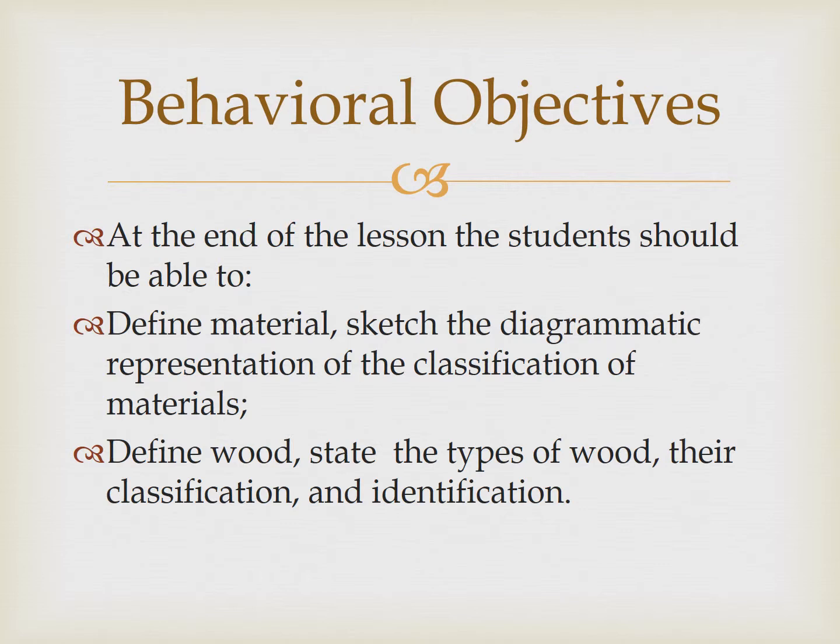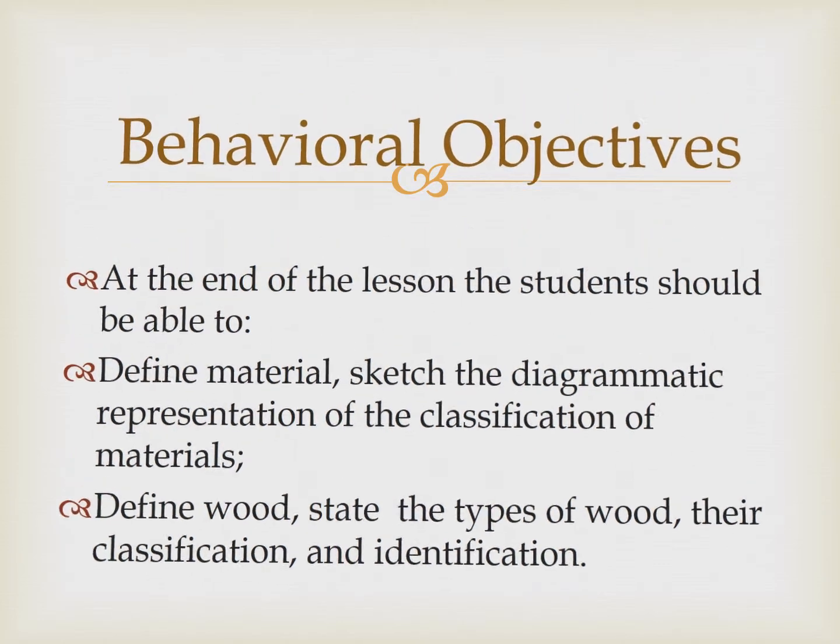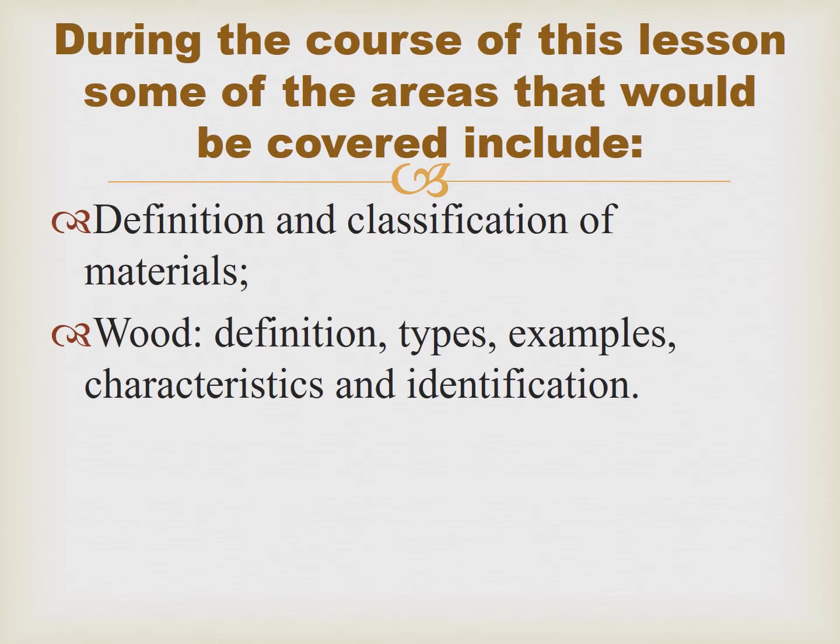Behavioral objectives. At the end of the lesson, the students should be able to define material, sketch the diagrammatic representation of the classification of materials, define wood, state the types of wood, their classification and identification. During the course of this lesson, some of the areas that will be covered include definition and classification of materials, wood, definition, types, examples, characteristics, and identification.